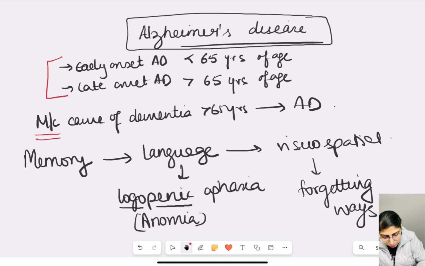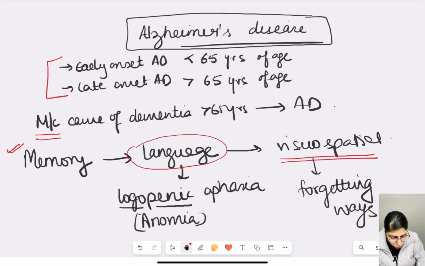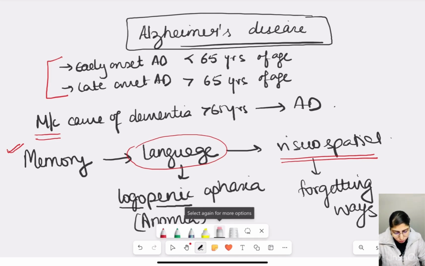So here we'll try to remember the early onset, late onset Alzheimer's. We'll try to remember that it is the most common cause of dementia in elderly. We'll try to remember that it starts with memory loss, it moves on to language involvement, and then it moves on to the visual spatial involvement. Now, memory and language are two functions that are related to the temporal lobe, and visual spatial or our GPS is in the parietal lobe, the non-dominant parietal lobe, right? So try to remember that too.